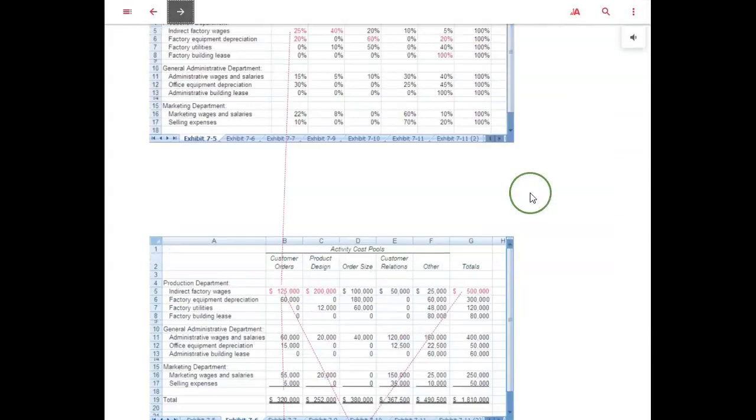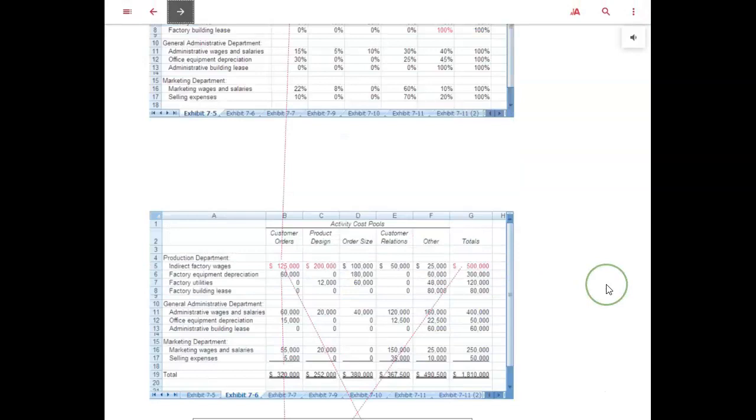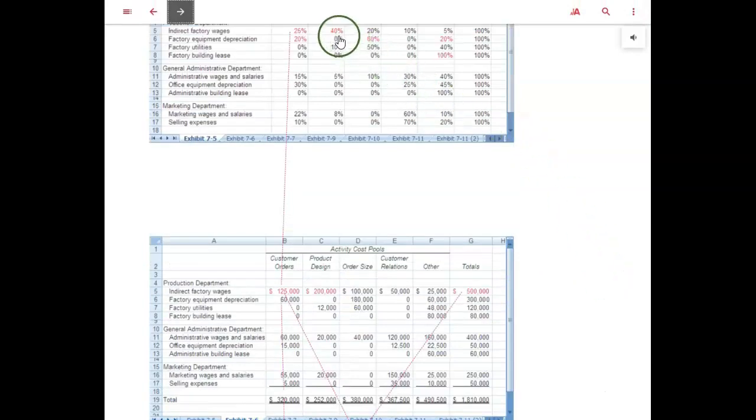Sorry for the scrolling there. That's what this is showing you. So 25% times 500,000 is $125,000. Then what we'll do is take 40% of 500,000 and place 200,000 here. 20% of 500,000 gets us this number, and the rest is just easy math. Again, an Excel spreadsheet will do this for you in just a couple of minutes. So each one of these you're doing the same thing.